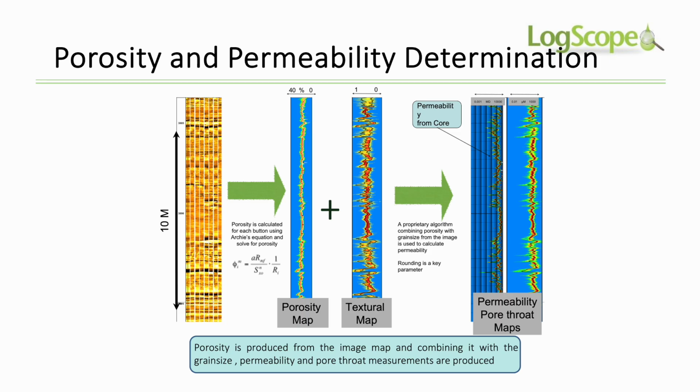With porosity, we calculate the porosity using broadly an inverse Archie equation, and when we combine that with the textural map we can actually turn it into a permeability. Again, we have a proprietary algorithm for doing that, and we also produce pore throat size from that.